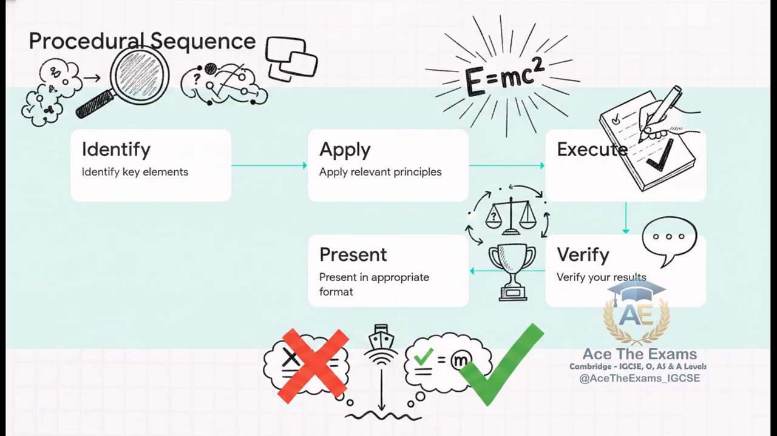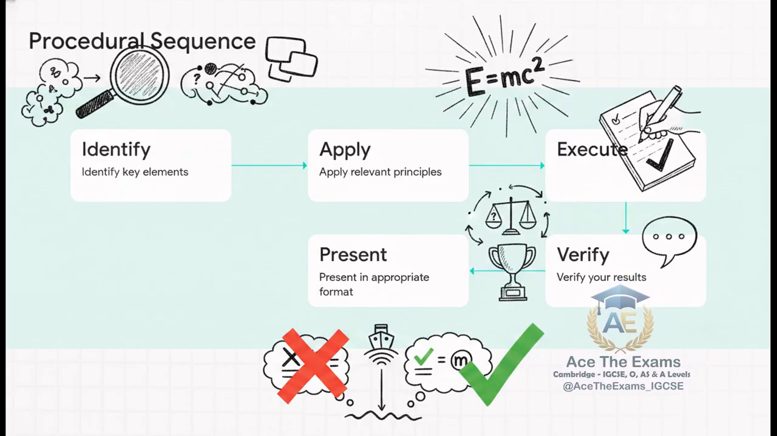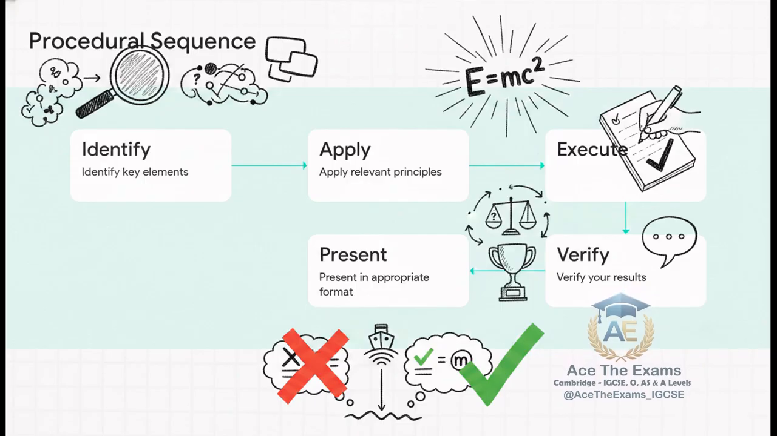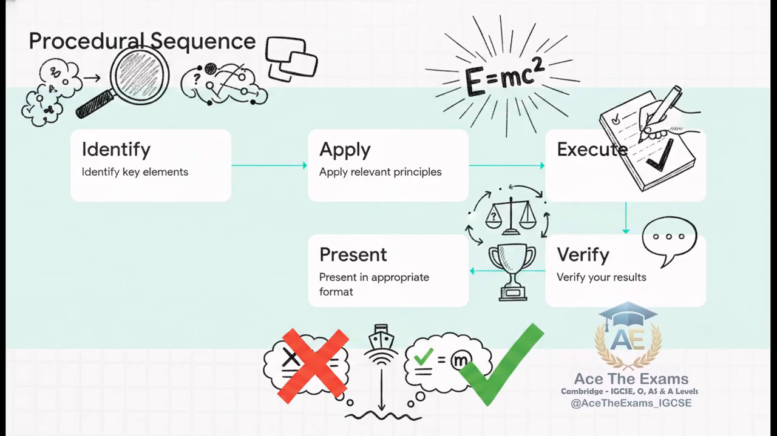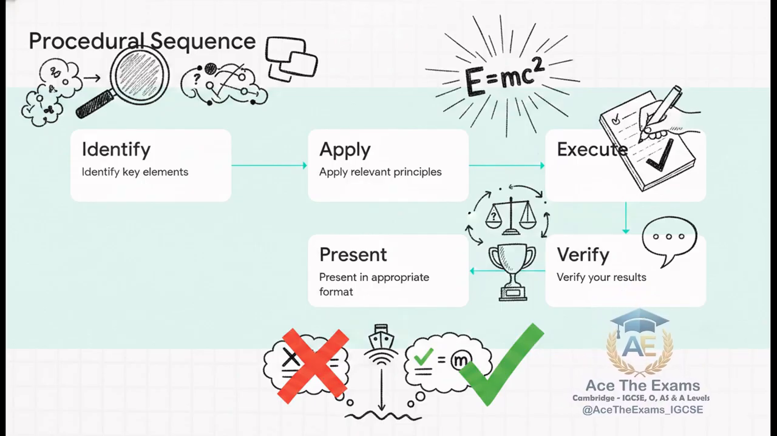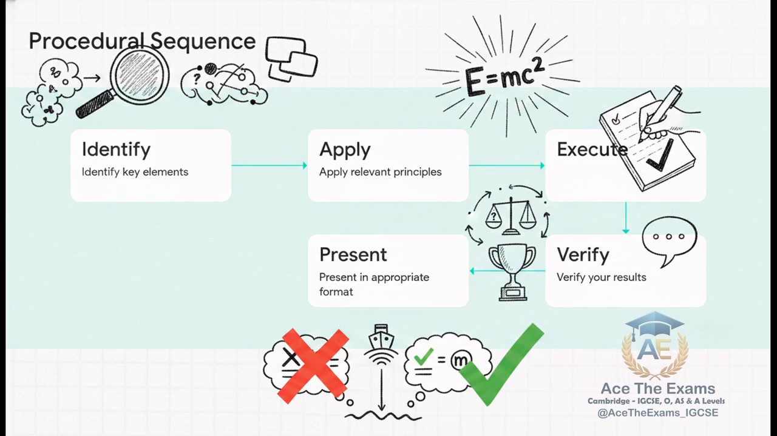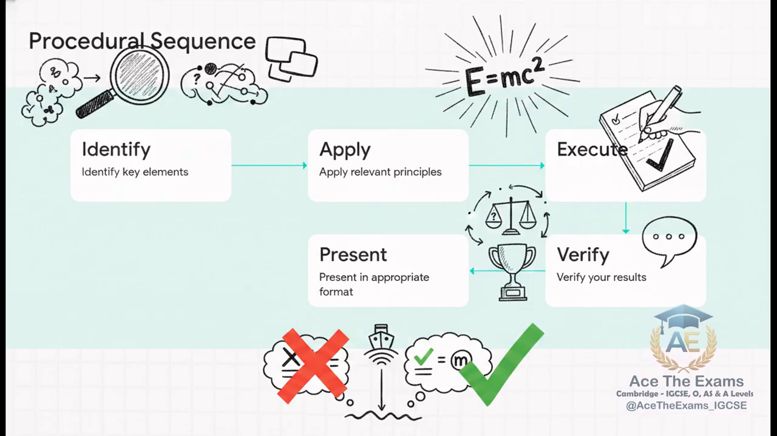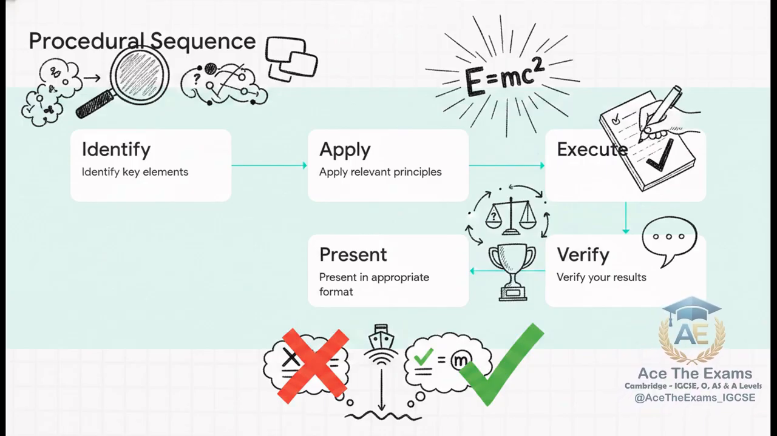All right, to capture these maximum marks, you absolutely must internalize this standardized 5-step procedural sequence. Step 1. Identify the key elements from the text or table. Step 2. Apply the relevant physics principles. Step 3. Execute your analysis with crystal clear working. Step 4. Verify your results. Step 5. Present in the appropriate format using highly professional terminology.